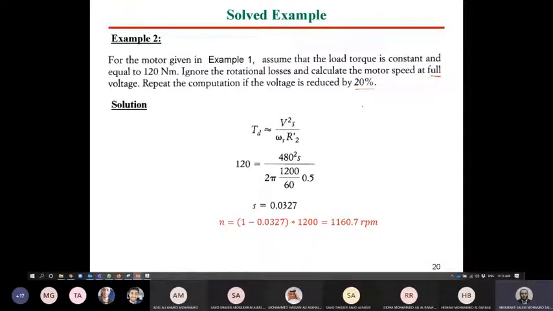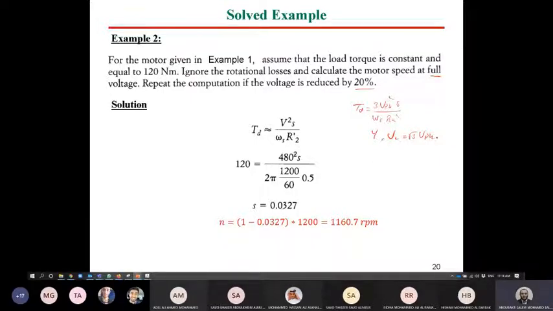However, the general relation is torque developed equals 3 V phase squared S over omega S R2 prime. Here, because the machine is Y connected and you have V line equals square root of 3 V phase, you can replace 3 V phase squared by V line squared. However, if the machine is delta connected, you cannot do that. You have to multiply here by 3. Right or wrong?